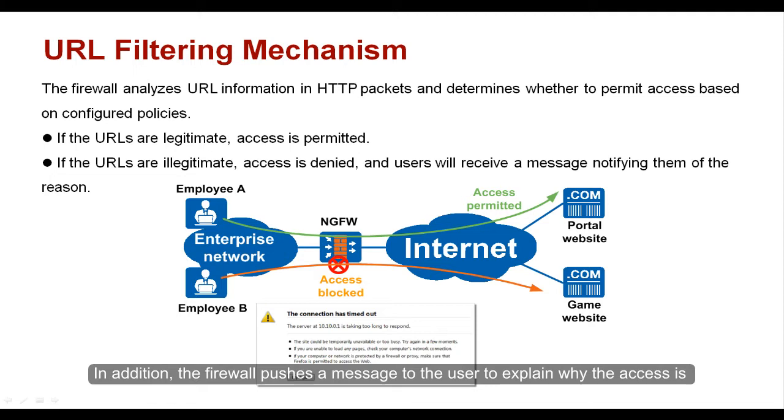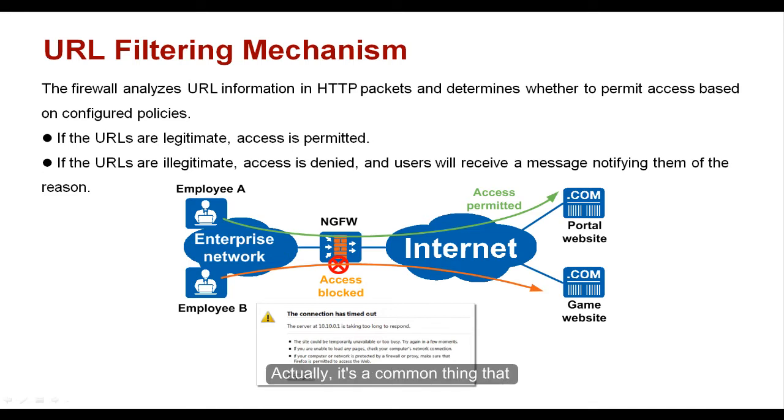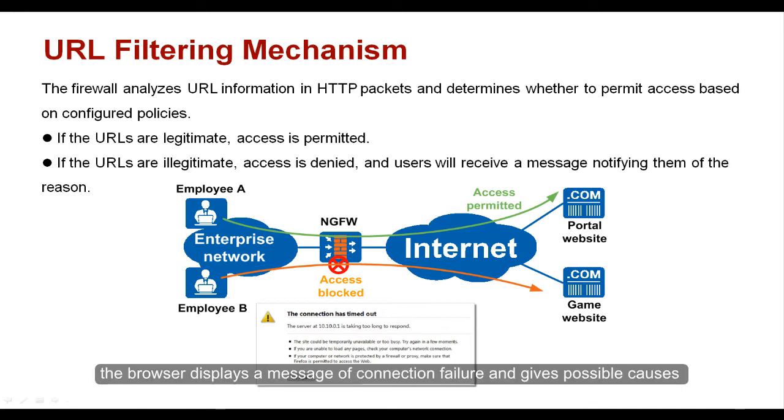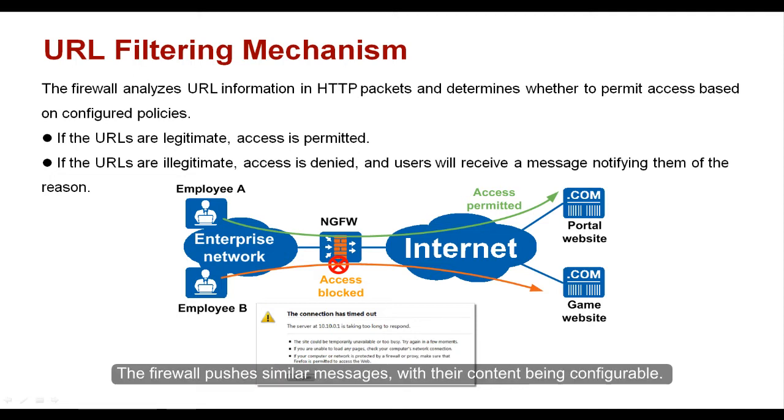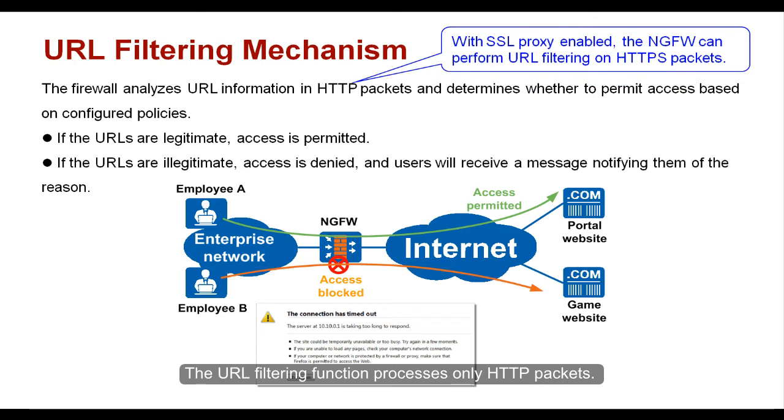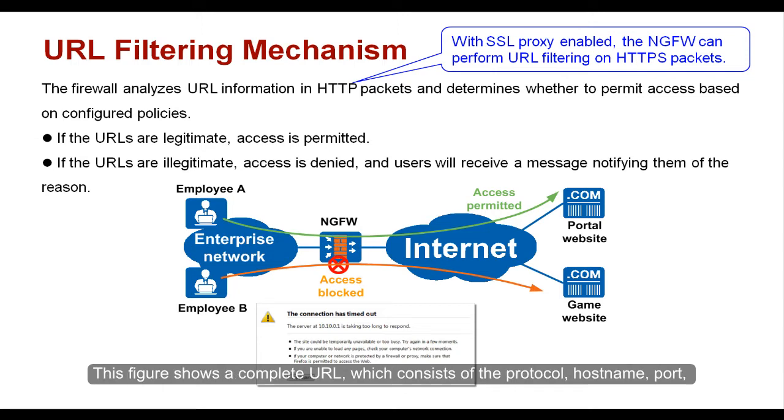In addition, the firewall pushes a message to the user, to explain why the access is blocked. Actually, it's a common thing that the browser displays a message of connection failure and gives possible causes. When we attempt to access a URL, the firewall pushes similar messages, with their content being configurable. The URL filtering function processes only HTTP packets. To process HTTPS packets, you must also enable the SSL proxy function.